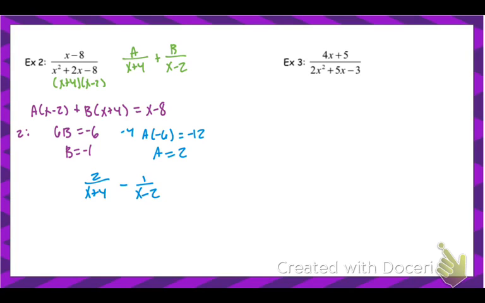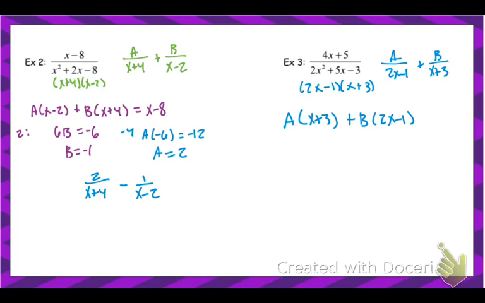All right, so let's go on to example 3. We'll go ahead and factor. That's going to add up to 6 minus 1. So this is going to be a over 2x minus 1 plus b over x plus 3. So to work this out, I would do a times x plus 3 plus b times 2x minus 1, and that equals 4x plus 5.